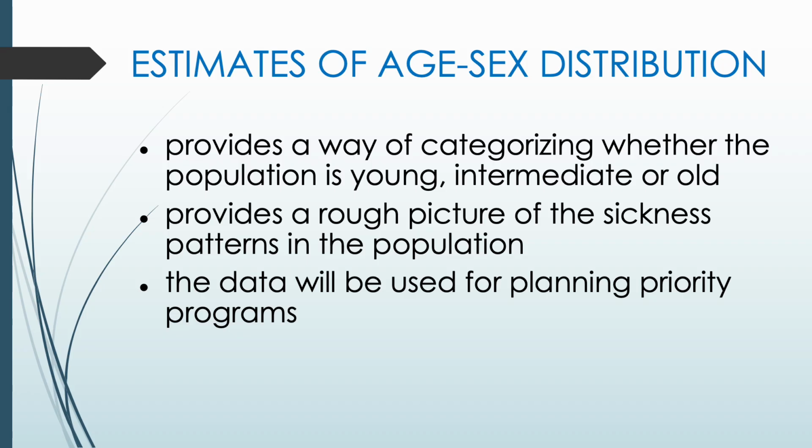So estimates of age-sex distribution provides a way of categorizing whether the population is young, intermediate, or old. It provides a rough picture of the sickness patterns in the population, and the data will be used for planning priority programs in the community or in a region.